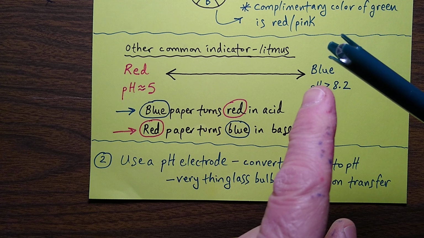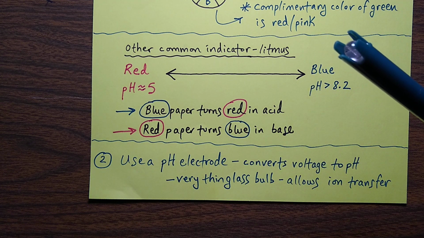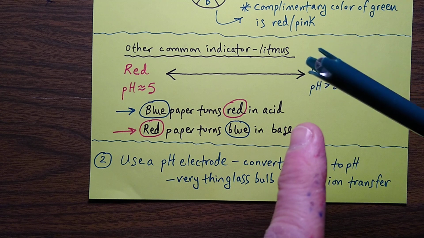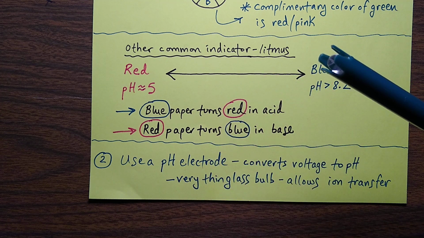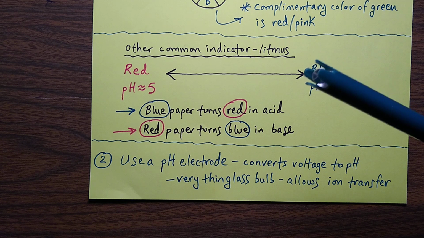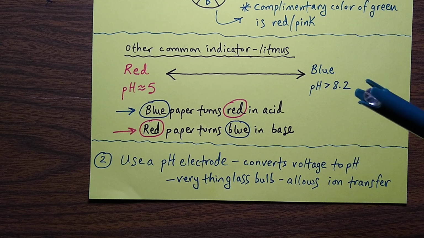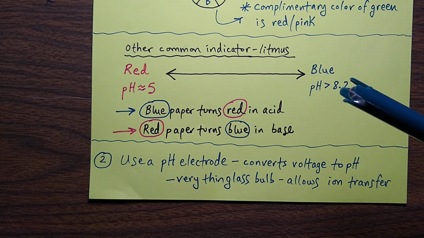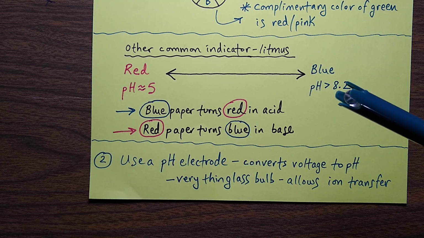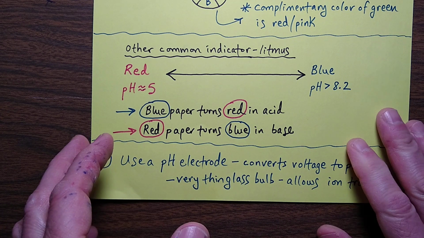But that tube you see there, that bulb you see right there, is a very thin glass bulb that allows H+ ions to go through the glass. It's a semi-permeable membrane. And depending on the solution you put this in, different amounts of protons will be able to go across or go through that bulb, and that's converted into a voltage, and that will tell you the pH of the solution. That's a very common way of measuring pH in a solution.